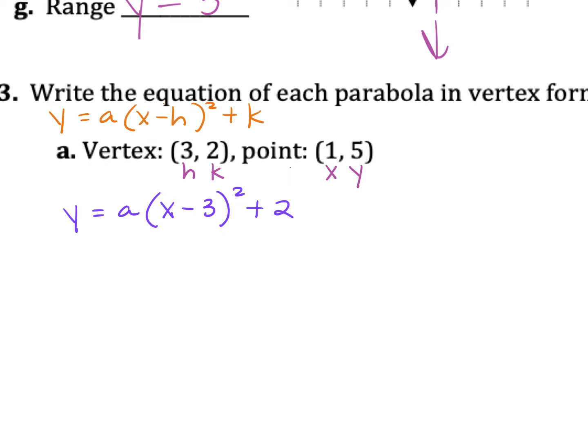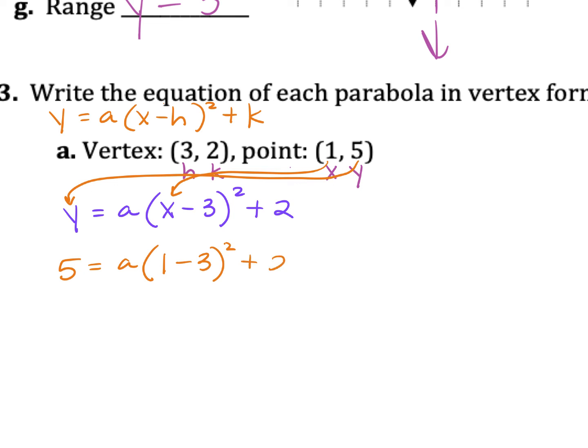Yeah, we can't just get rid of it. If you plug everything in, then A would be the only thing left. Right. We have an x and a y, so we have a point. I'm going to plug my x in for x and my y in for y and then solve for A. There's going to be a little bit of algebra involved with these. 5 equals A times my x value, 1 minus 3 squared plus 2.